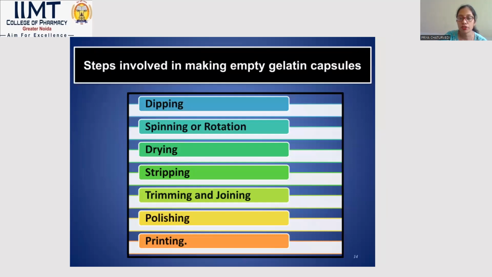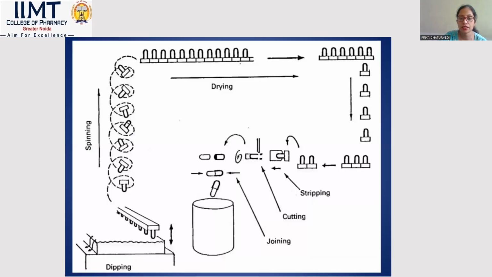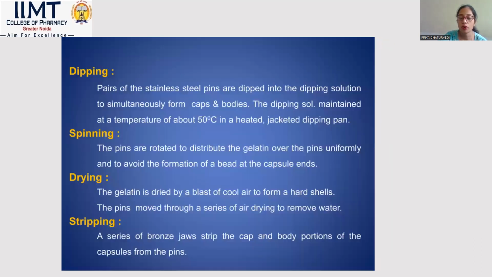Steps involved in making of empty gelatin capsules: dipping, spinning or rotation, drying, stripping, trimming and joining, polishing, printing. This is the diagrammatic representation. As you can see, first is dipping, then spinning, then drying, then stripping, cutting, and last is joining. What is dipping? In dipping, the pairs of stainless steel pins are dipped into the dipping solution to form caps and body. The dipping solution is maintained at a temperature of 50 degrees centigrade in a heated jacket dip pan.